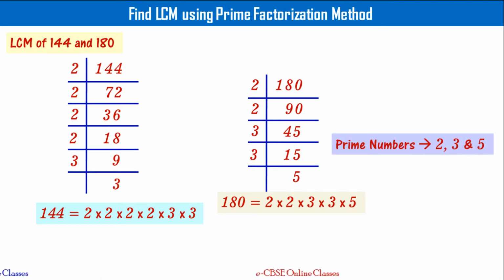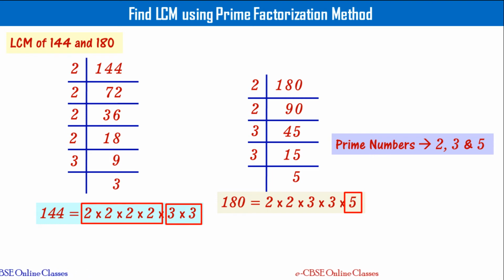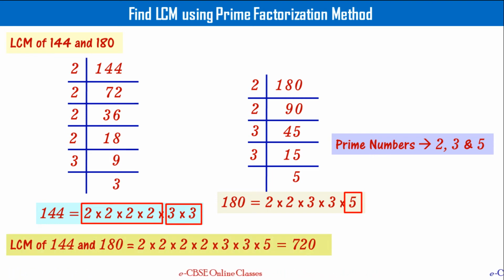Now, you see the prime numbers involved are the same, 2, 3 and 5, right? 2 appears at the maximum of 4 times in the case of number 144, and 3 appears a maximum of twice in the case of 144 and even 180, but we are accounting for it only once, and then 5 appears only once. So let's write the LCM as the product of these three combinations. When you do that, you get number 720 as the LCM of 144 and 180.